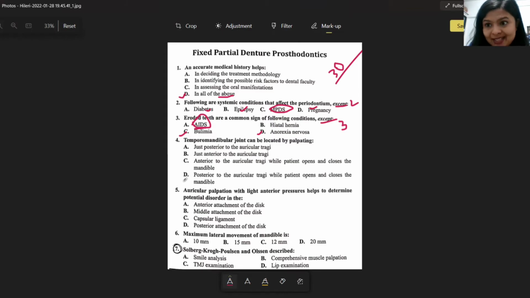So it's very easy for those who must have palpated the TM joint. It is not posterior, but it is anterior to the auricular trachea while the patient opens and closes the mandible. Okay, right over here.